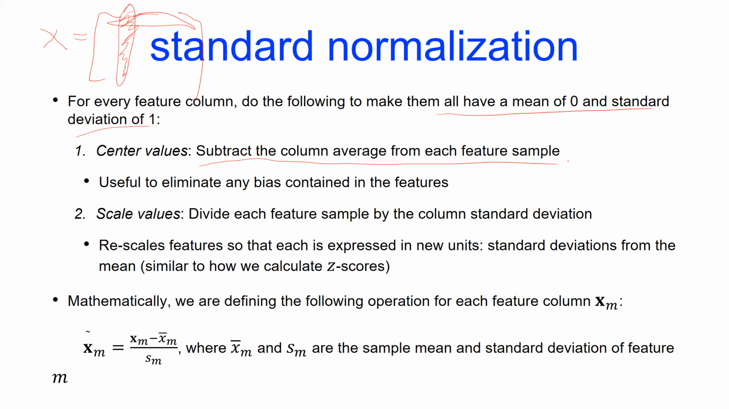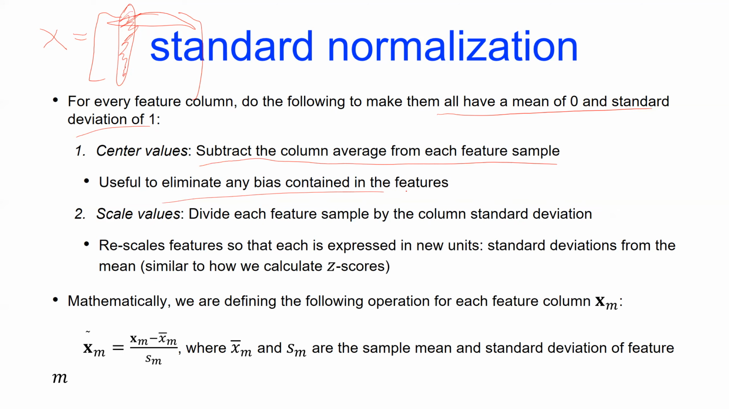Right? If you calculate the average, and now I take away the average from every single one, of course you get a zero mean, right? That is a very simple calculation, right? So this was useful to eliminate the bias contained in the feature.